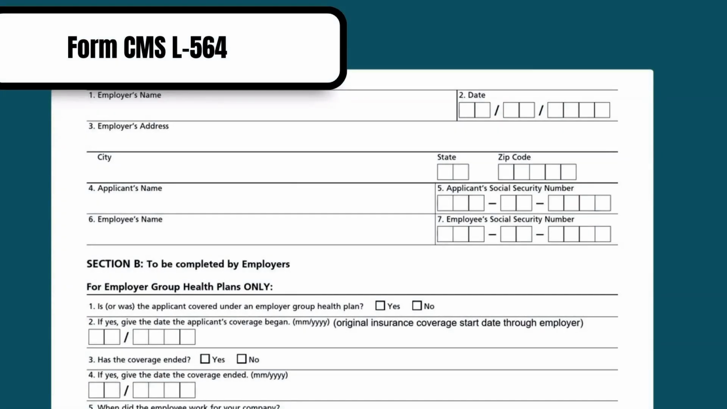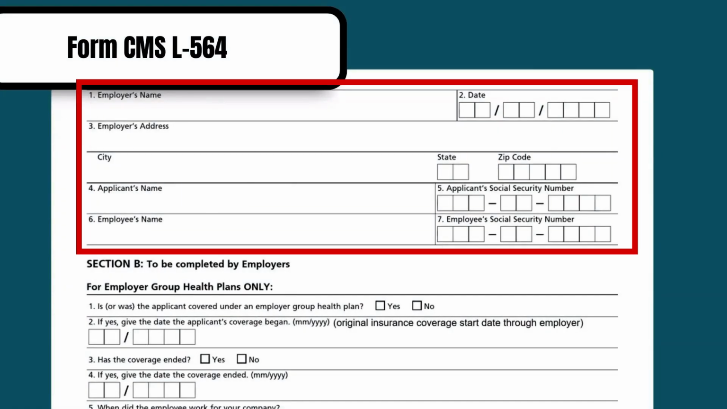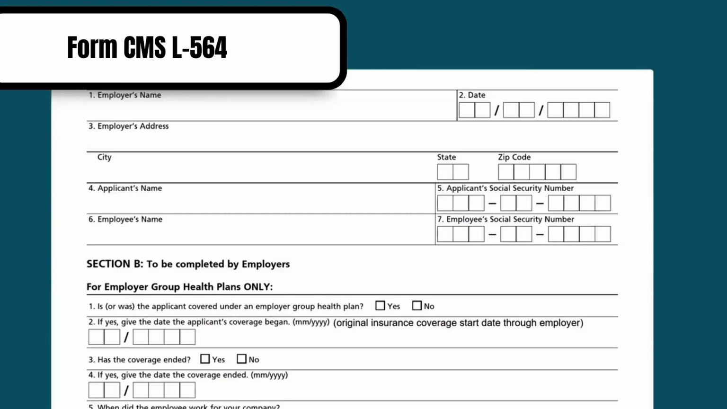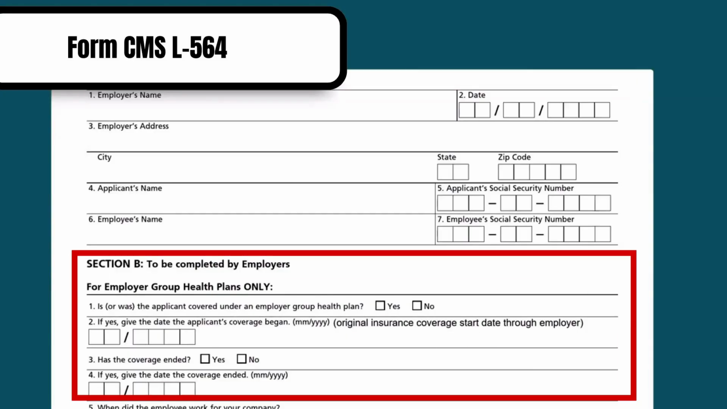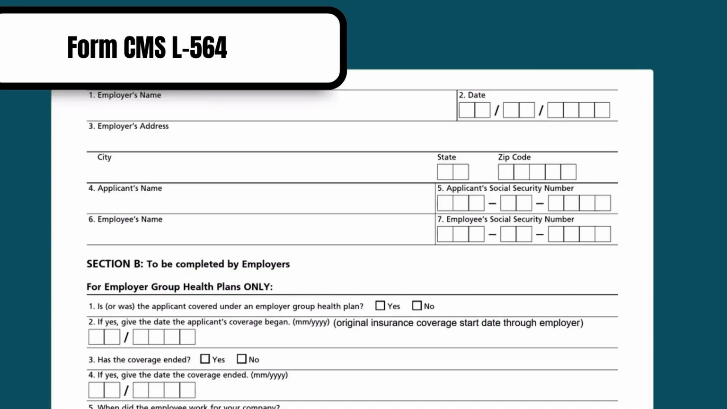When we look at this form, notice that Section A is for the employee and Section B is for the employer. We're going to highlight a few areas where people fall prey to the gotchas of this application. Mistakes in these areas will ultimately lead to your Part B start date getting delayed.